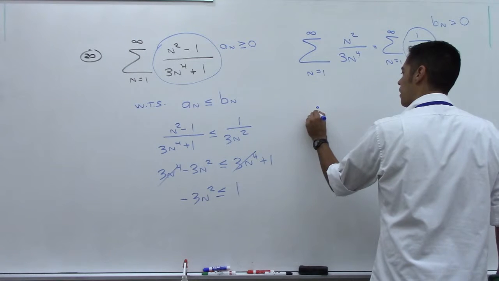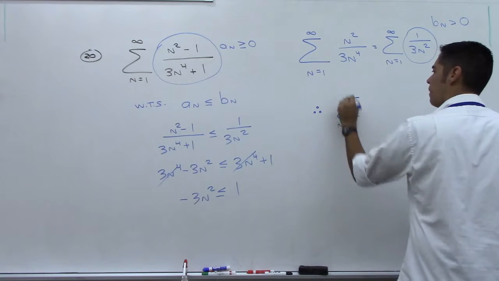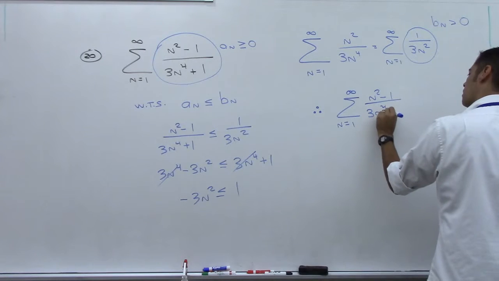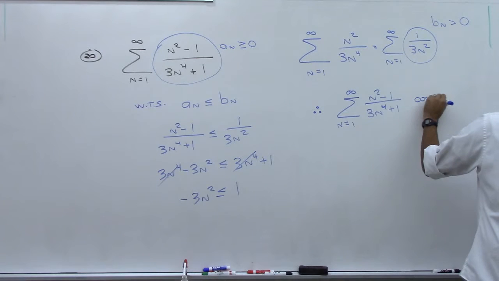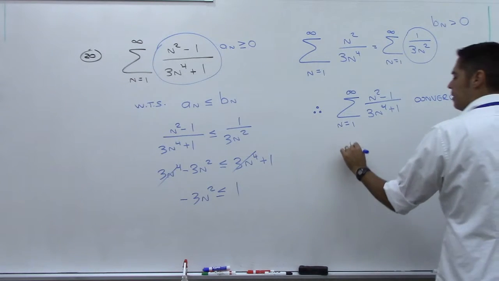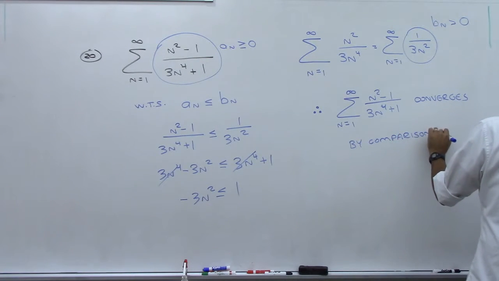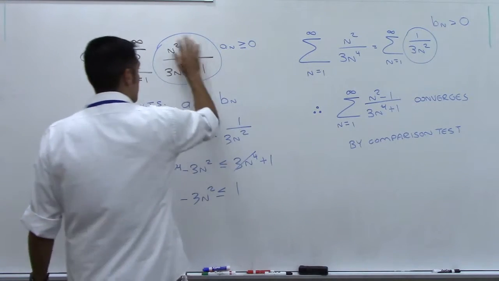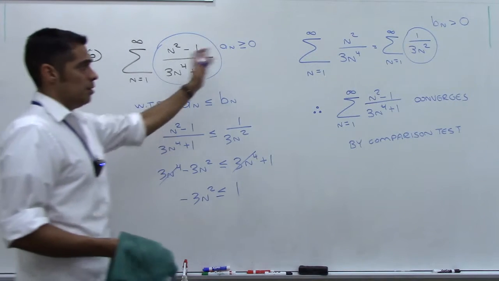Therefore, our sum, n squared minus 1 over 3n to the 4th plus 1, converges by comparison test. So I wasn't thinking integral test here, because if I were to imagine this being an integral, that's not something that I'd really want to go after. I'm sure we could integrate it, but it would just be a lot uglier than this was.